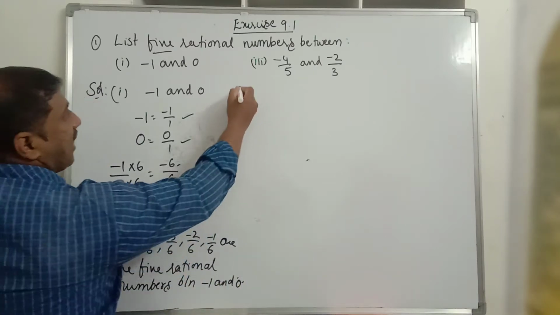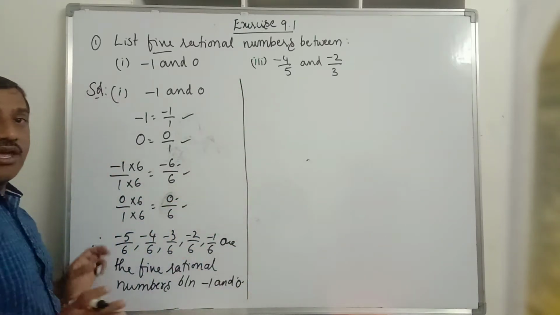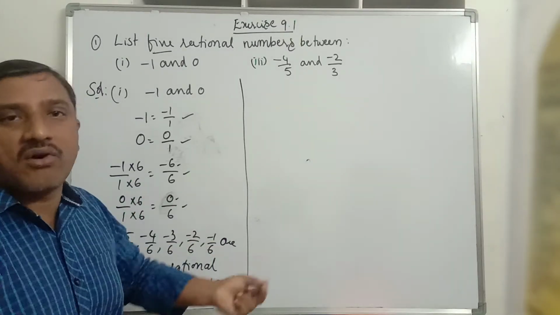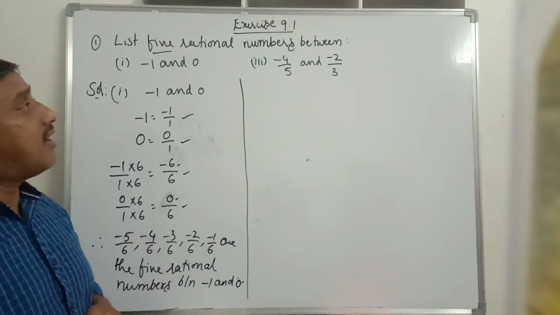Like this we can find the rational numbers between any two rational numbers. Here we found only 5, but we can find an infinite number of rational numbers.